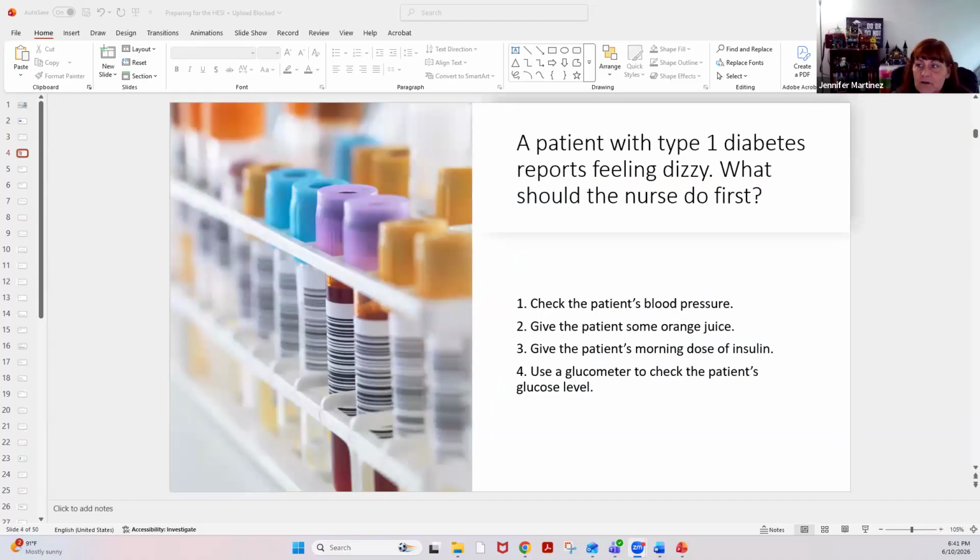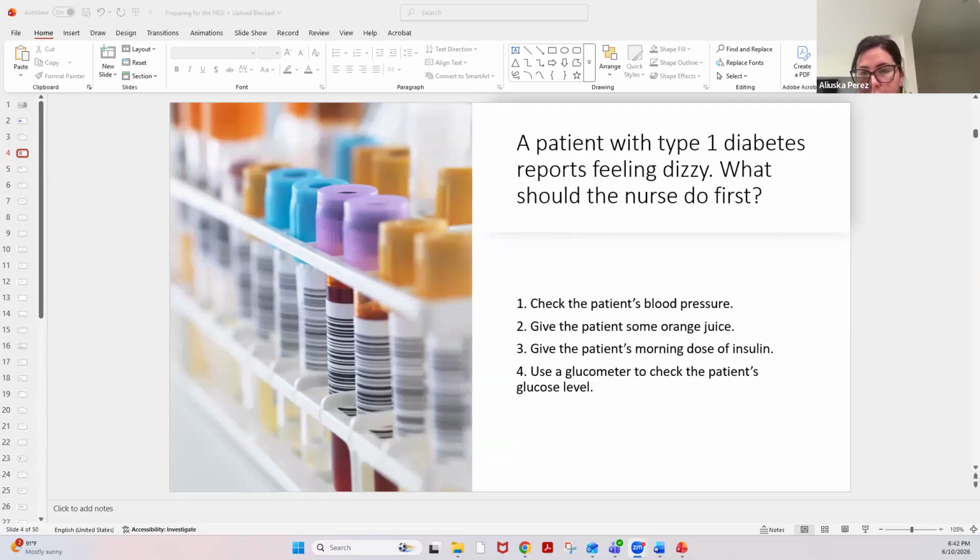So, first client, a patient with type 1 diabetes reports feeling dizzy. What should the nurse do first? Check the patient's blood pressure, give the patient some orange juice, give them their morning dose of insulin, or use a glucometer to check the patient's glucose level. If we have a type 1 diabetic feeling dizzy, what should we do first?